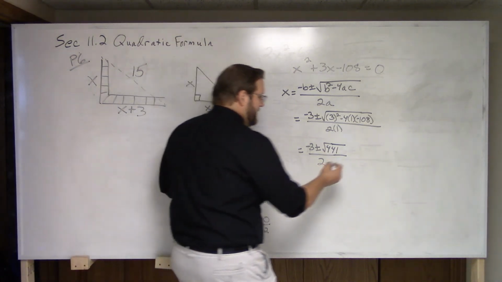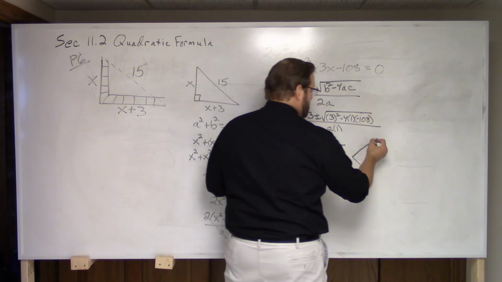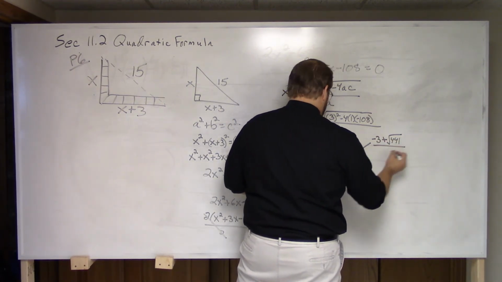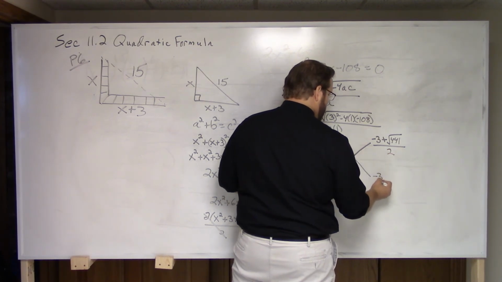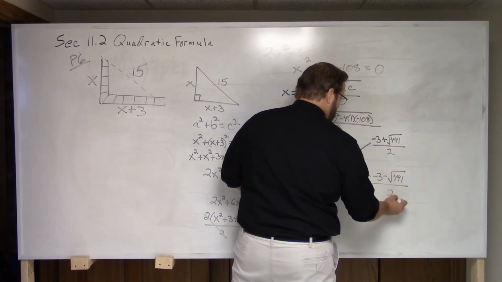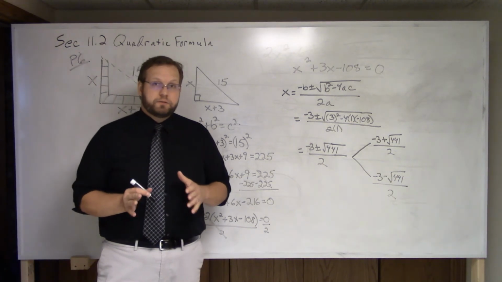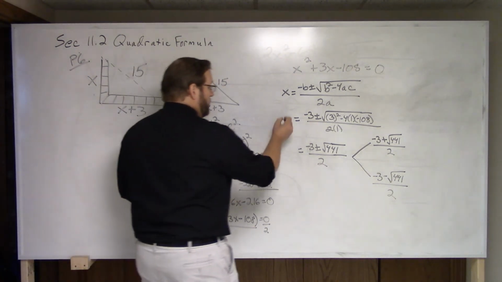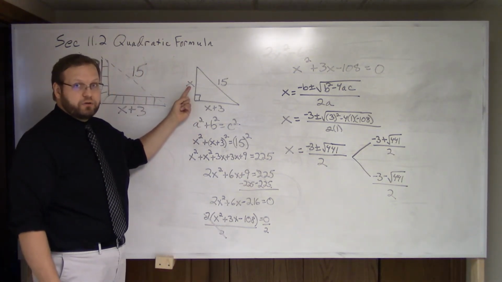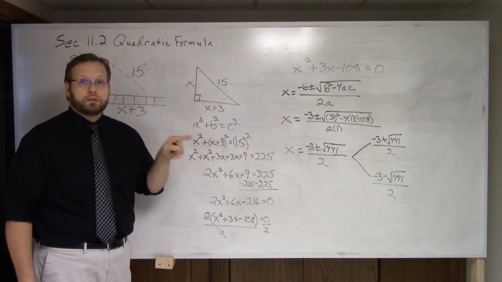So what we're going to get out of this are two different answers. -3 plus square root of 441 all over 2, and -3 minus square root of 441 all over 2. Okay? Now again, we're rounding to the nearest foot. And this whole time, we are finding x, which is a side length of that triangle. So whatever we get out of that, we're going to round to the nearest whole number.